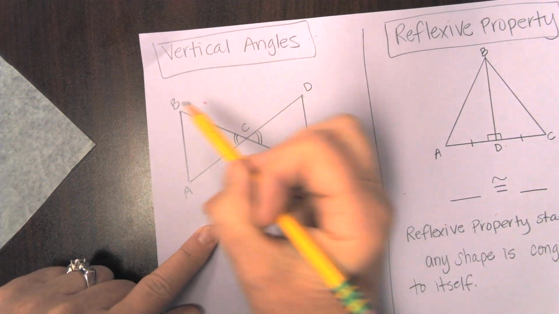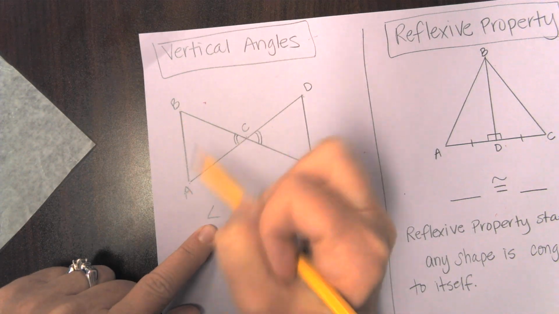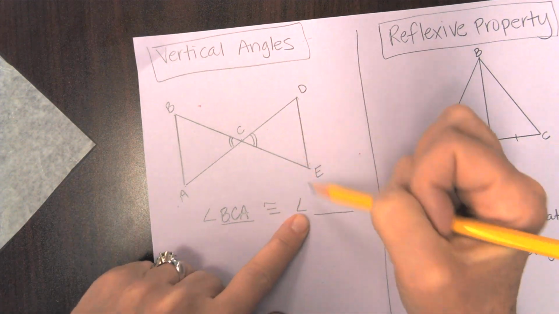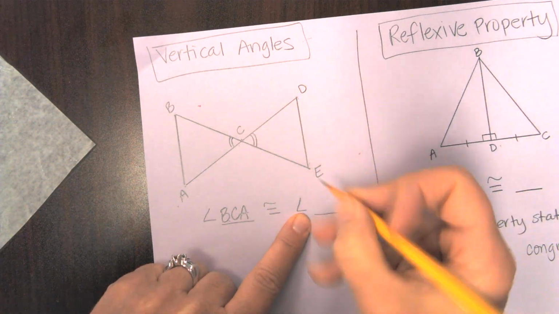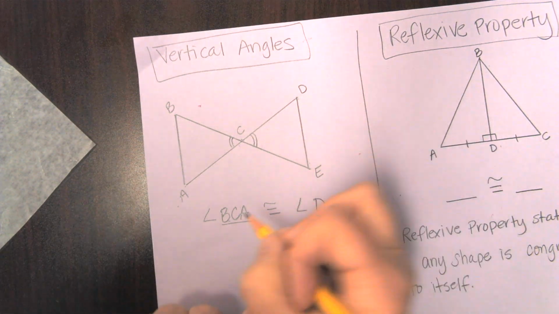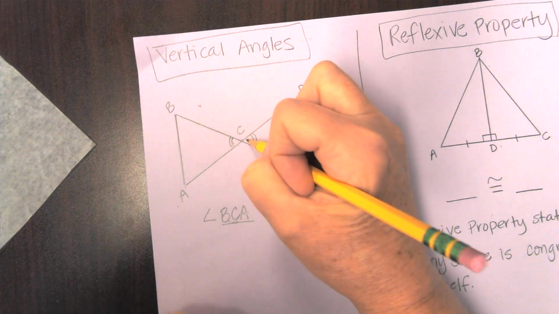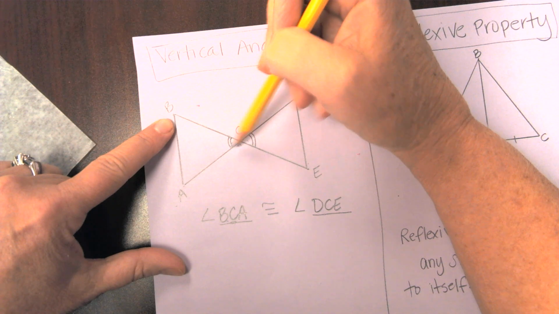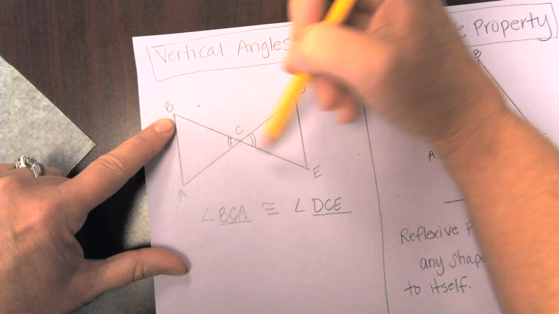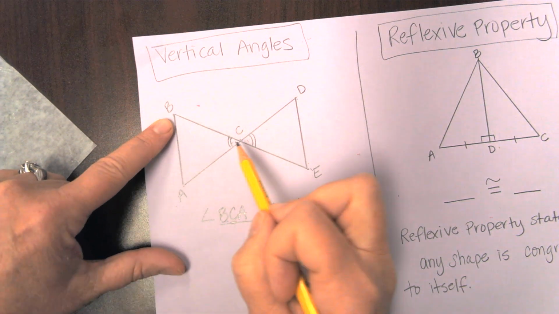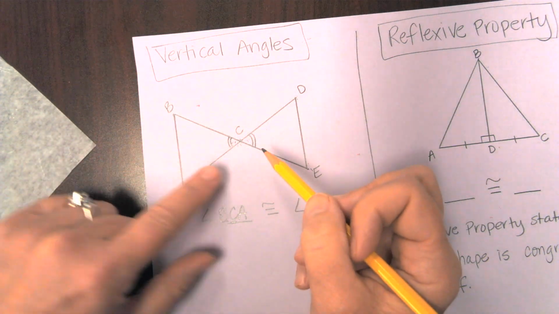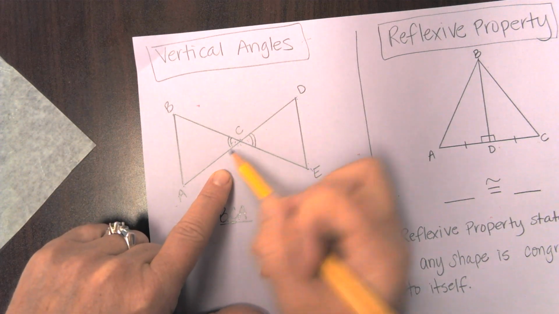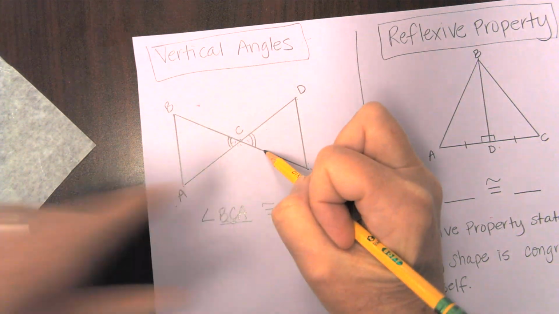So in this case, angle BCA is congruent to angle DCE. Notice that I had to keep the C in the middle, because that is the angle we are saying is congruent. Order matters here. So BCA is congruent to DCE. We can use this when we are trying to prove that angles are congruent. Even if it is not marked on your diagram, you know that vertical angles are congruent.